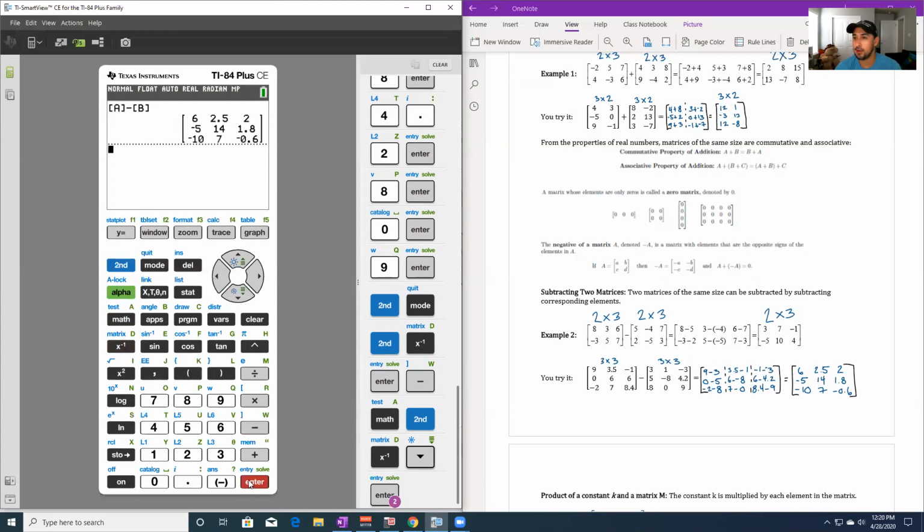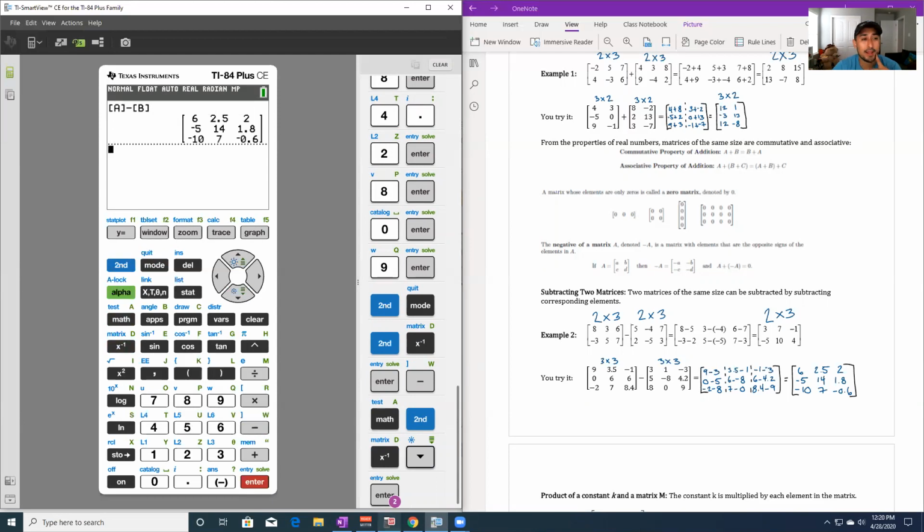Bam, hit enter, and the magic happens. We get 6, 2.5, 2, -5, 14, 1.8, -10, 7, -0.6, just like I have there. My goodness, aren't these calculators great?